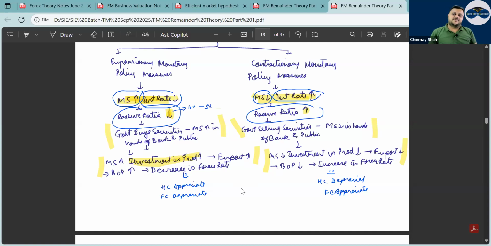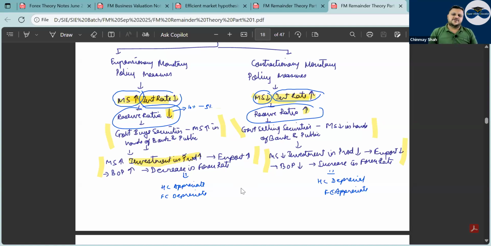But if there is a contractionary policy measure, money supply will be reduced and interest rate will increase, so people will not have so much access to loans. The interest rate is very high, so no one will take a lot of loans. A high reserve ratio means less money will be available. More reserve is to be kept with the RBI, so less spendable money will be there.